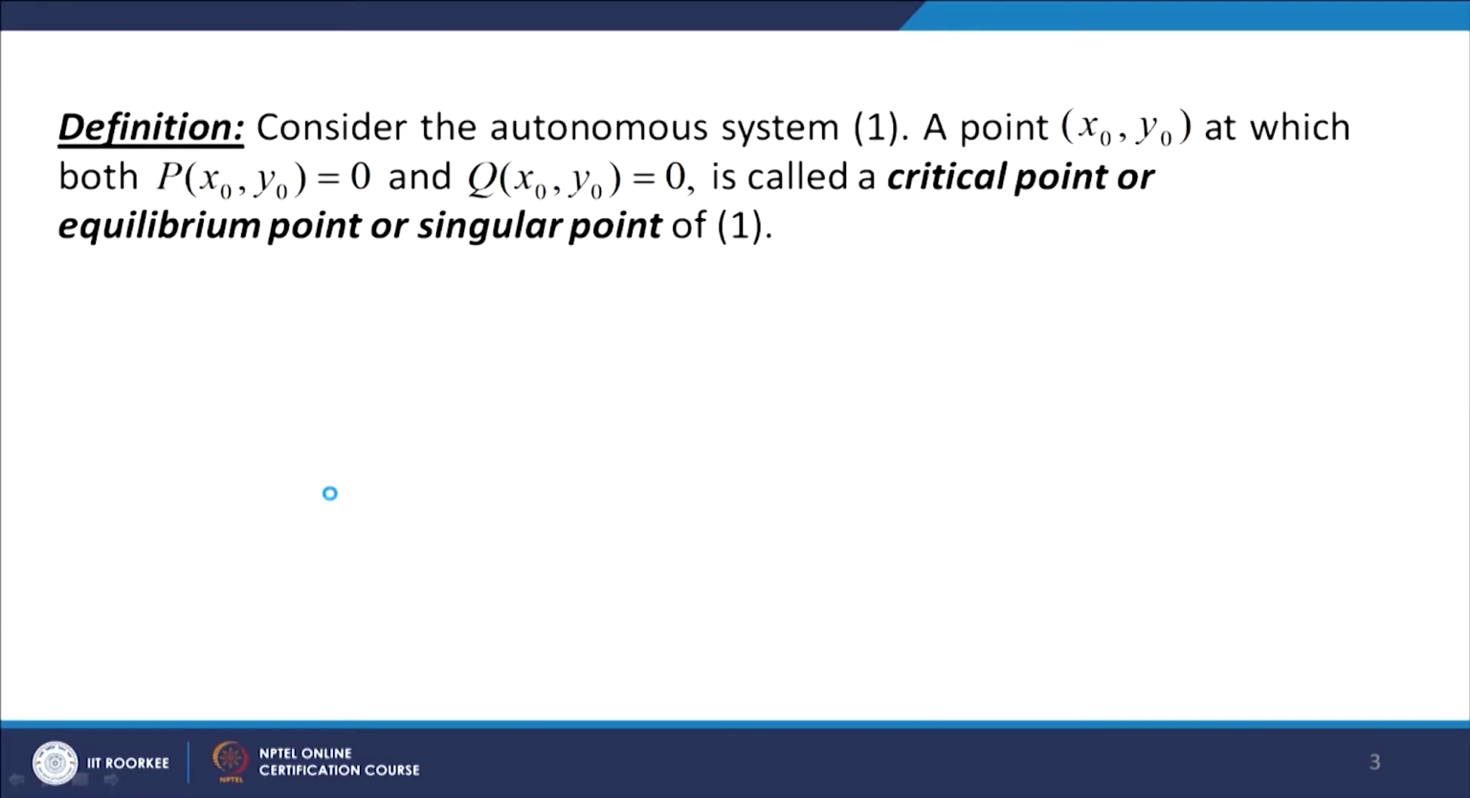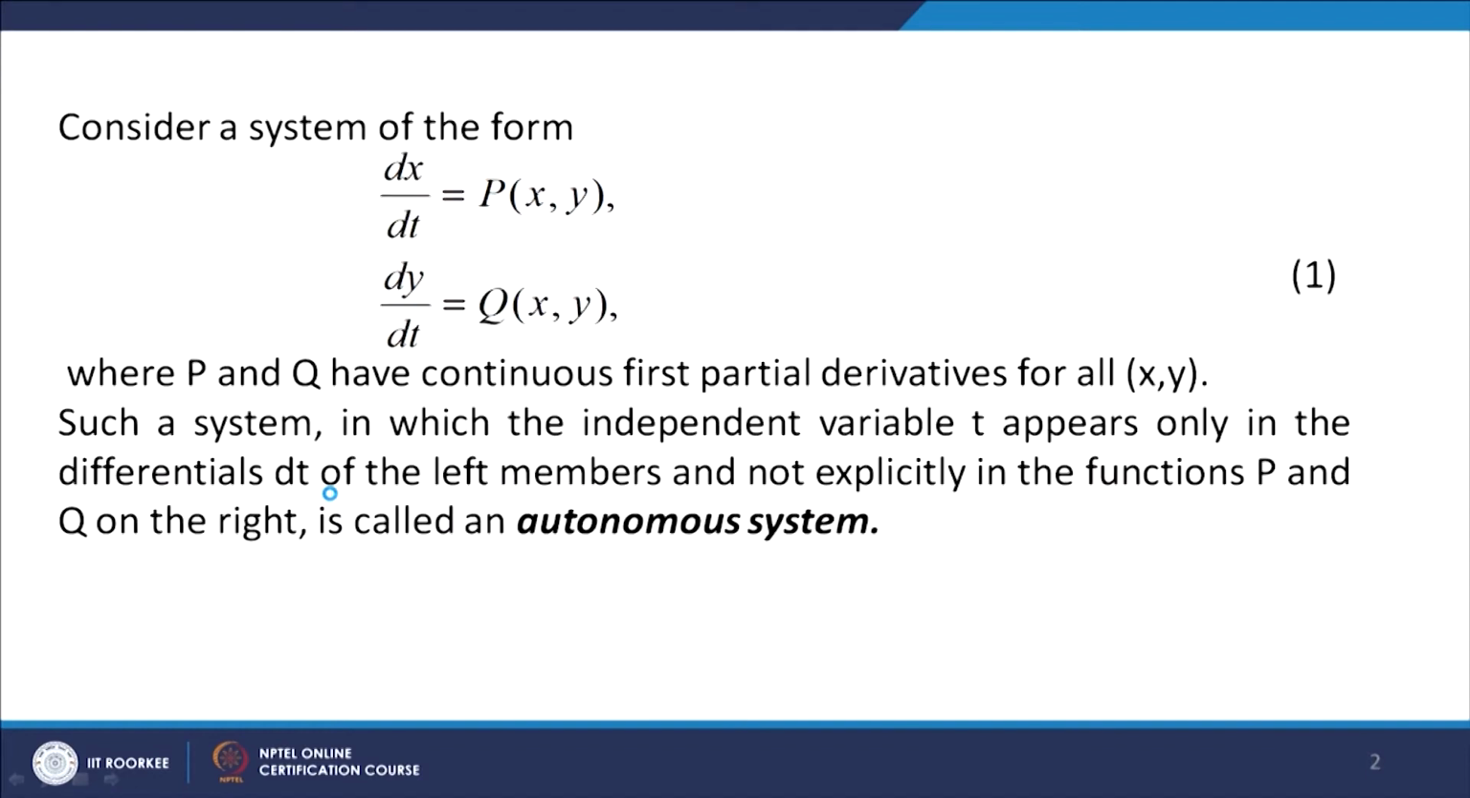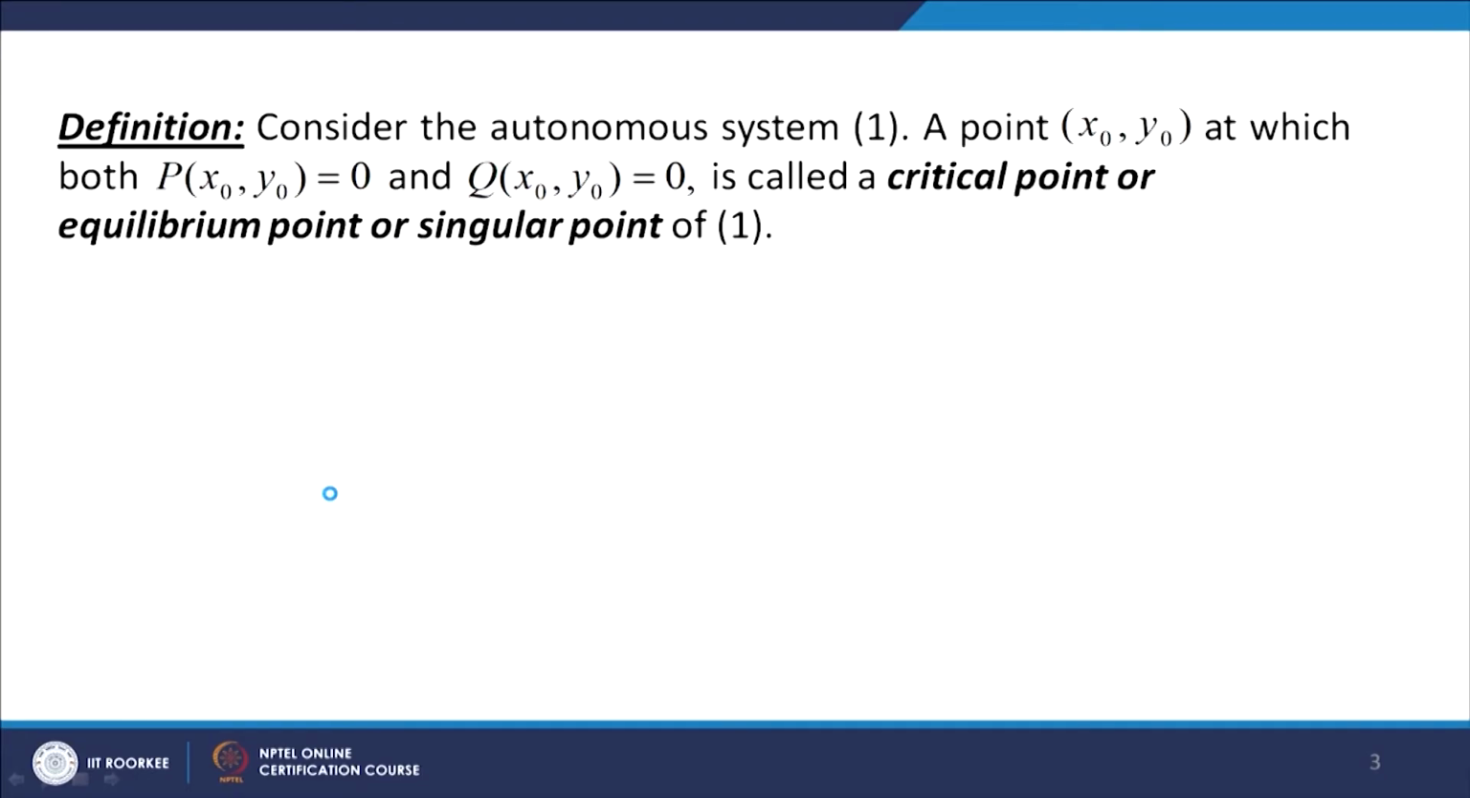Let us consider the autonomous system (1) given by dx/dt = P(x,y), dy/dt = Q(x,y). A point (x0, y0) at which both P(x0, y0) = 0 and Q(x0, y0) = 0 is called a critical point, or equilibrium point, or singular point of the autonomous system. So, if the functions P(x,y) and Q(x,y) vanish at a certain point (x0, y0), then that (x0, y0) will be called a critical point of the autonomous system.